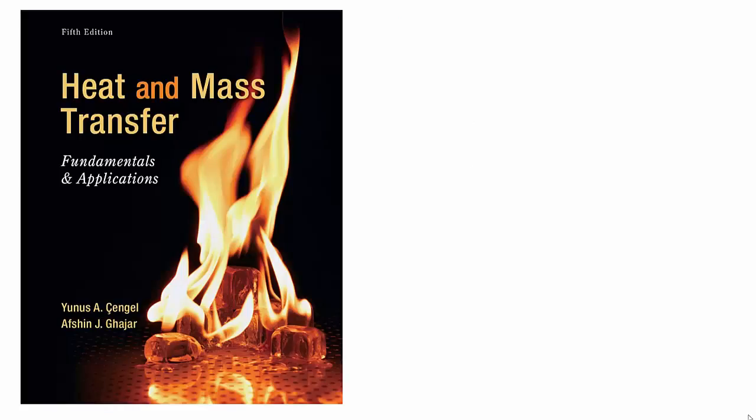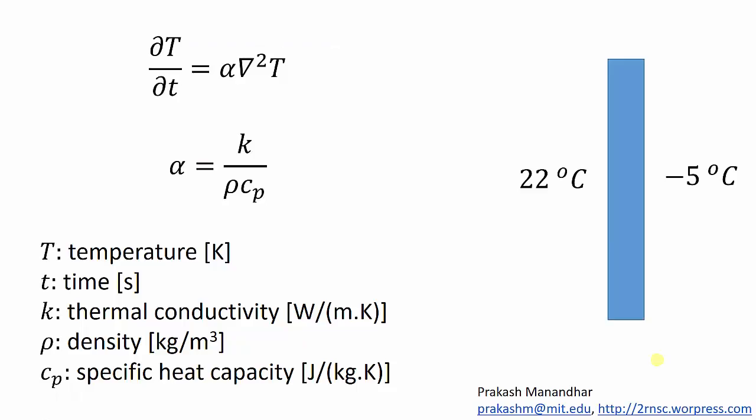A very good book for learning the details of these types of problems and how to solve them in many different ways from the fundamentals is this book, Heat and Mass Transfer. Now let me move on to a little bit of the fundamentals that you can find in textbooks. So the heat equation can be written as the rate of change of temperature with respect to time is equal to alpha times the spatial second derivative of the temperature, where alpha is related to the thermal conductivity, density, and specific heat capacity of the material under consideration.